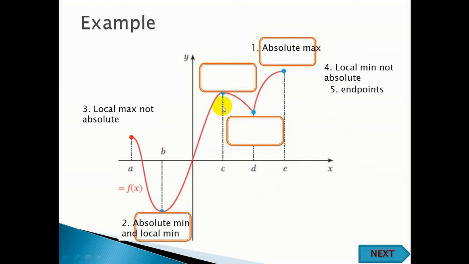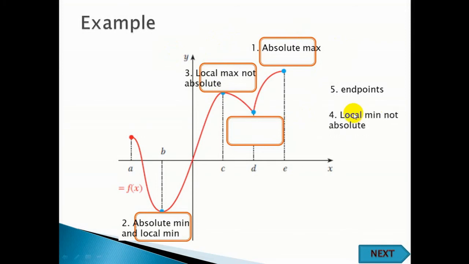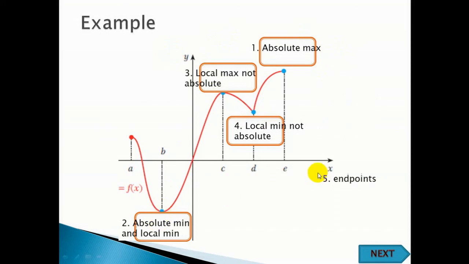Here we see C is the second highest. So this one is a local maximum, but not absolute, because the absolute maximum is only one. How about D? Yes, D is a local minimum, but not absolute because the absolute minimum is B. How about the endpoints? Yes, the endpoint is E, everyone. So, I think you understand what I'm saying today.